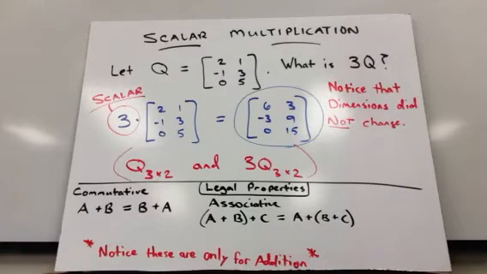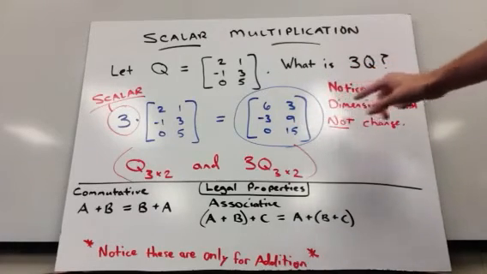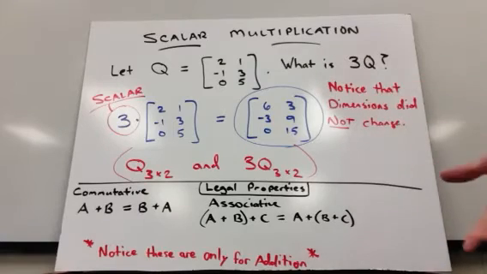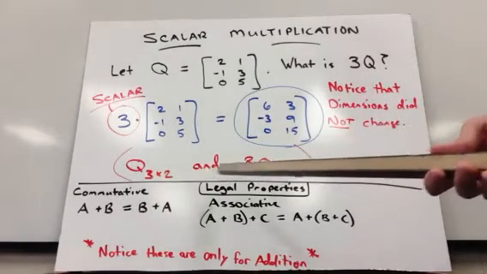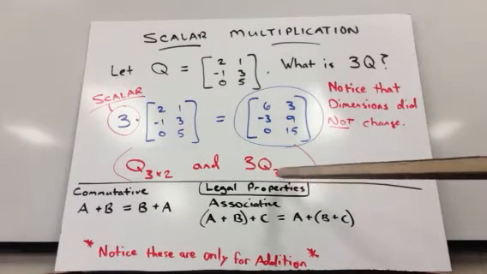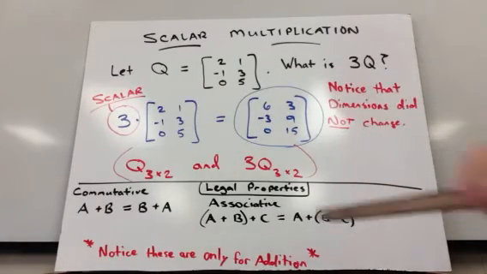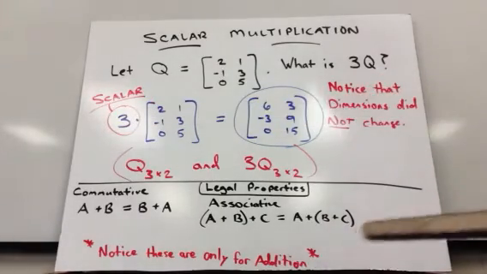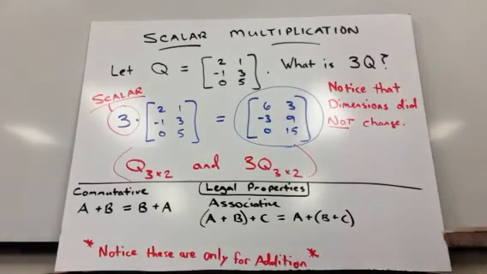Hopefully that makes sense. But what I want you to notice is that the result of 3Q is not any different dimensions-wise from the original Q. It did not change dimensions. It's the same thing, a 3 by 2 matrix. So the original matrix Q is 3 by 2, and the new matrix 3Q is also 3 by 2. It's just a blown up version because we multiplied it by 3. Now scalars can come in all shapes and sizes. This could be a decimal, it could be a fraction, it could be a 3, it could be 100, it could be anything, as long as we're multiplying it.